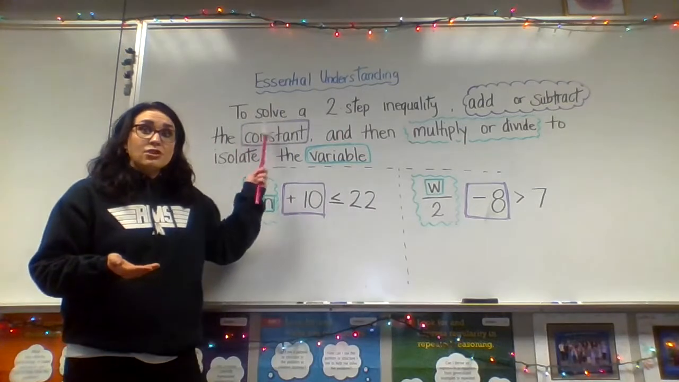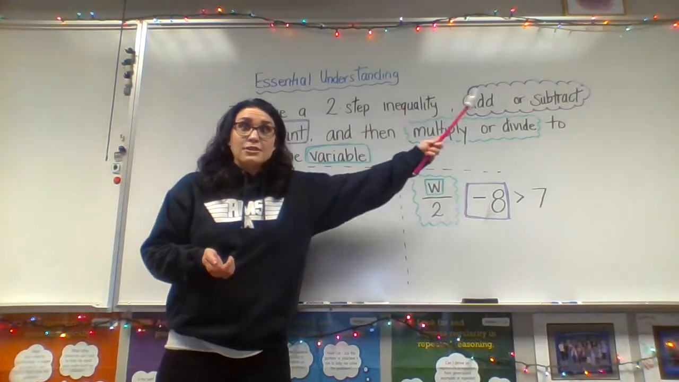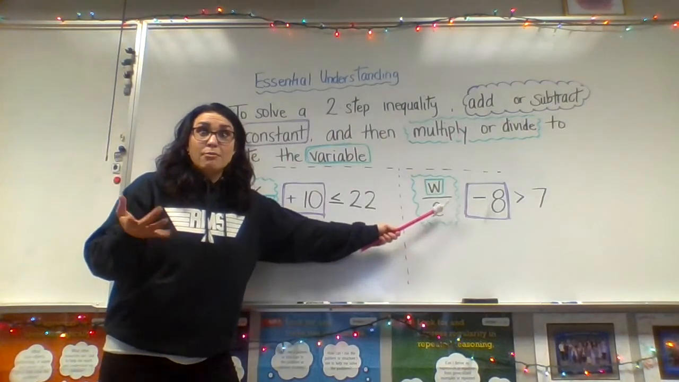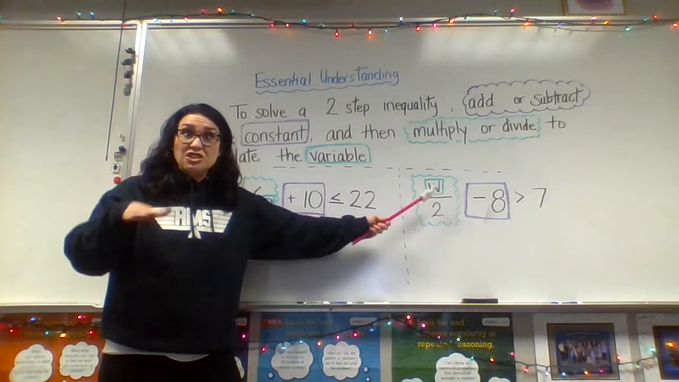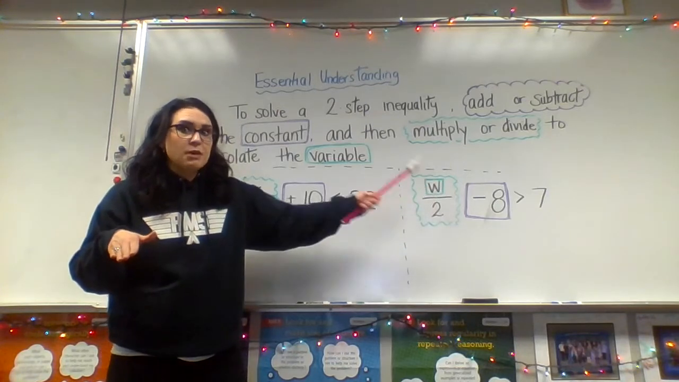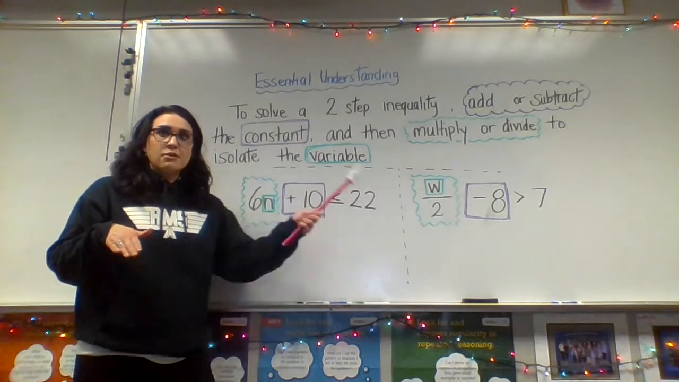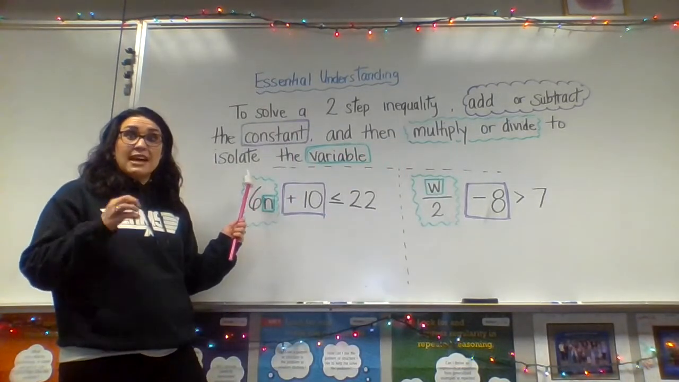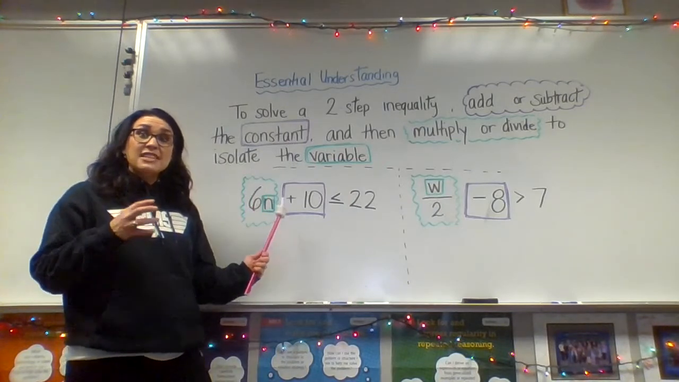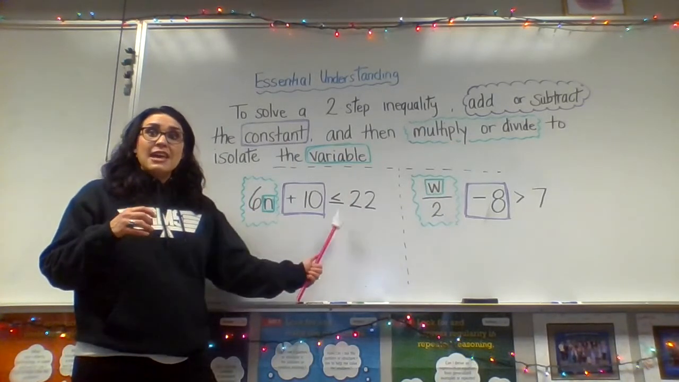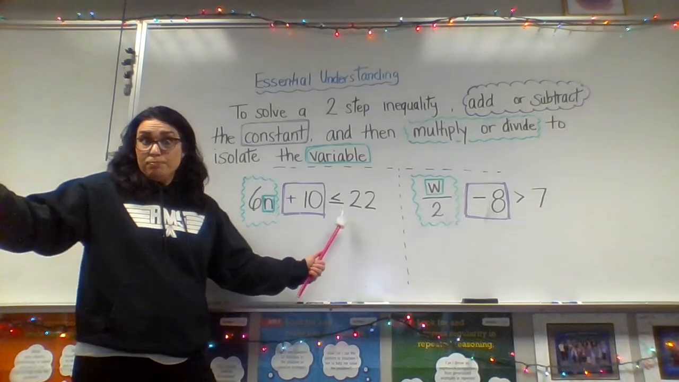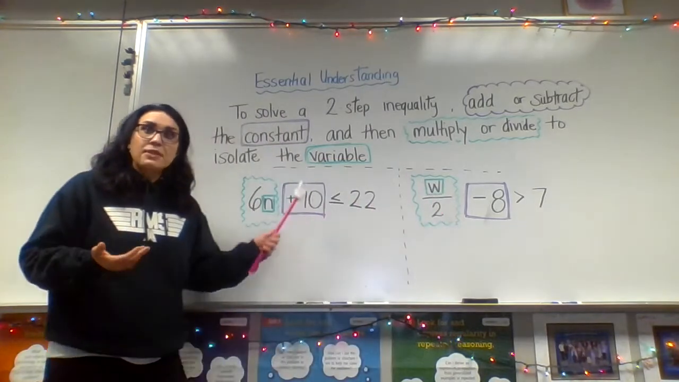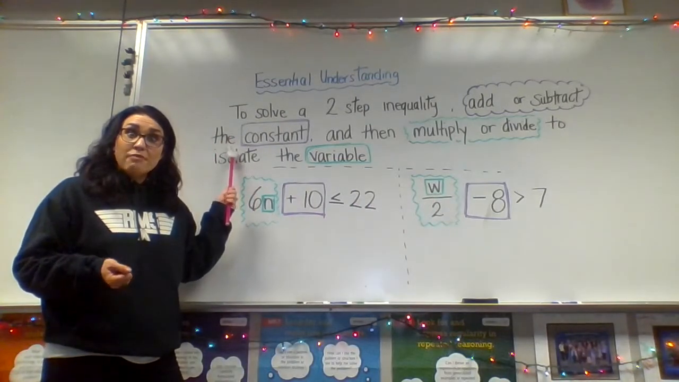So again, to solve a two-step inequality, add or subtract the constant, that was positive 10, or subtracting 8. Remember, you use the opposite operation. You undo it using that inverse relationship, okay? The constant, right? There we go. And then multiply or divide to isolate the variable, get the isolated variable all by its lonesome. Because essentially we want to be able to say n is less than or equal to whatever, or w is greater than whatever that is, okay? So again, have that in your notebook, my friends.